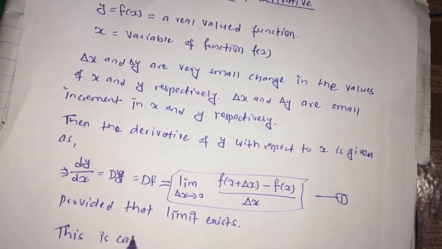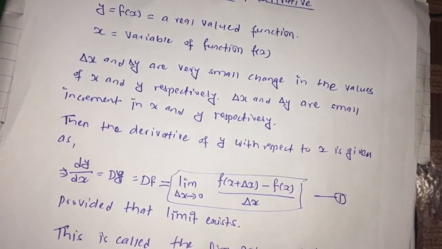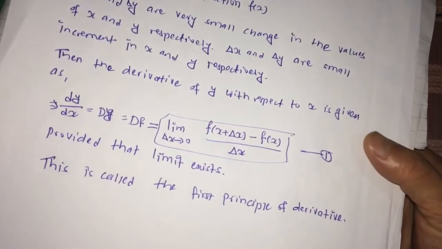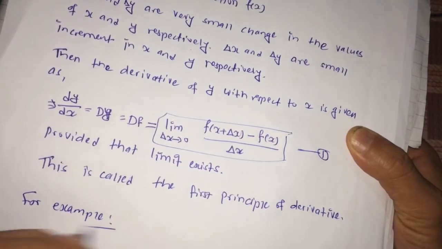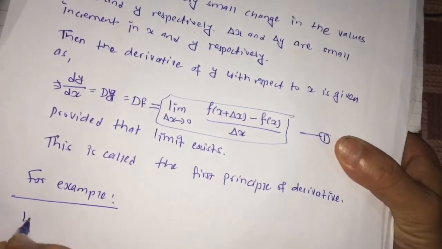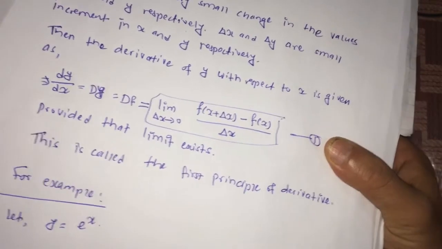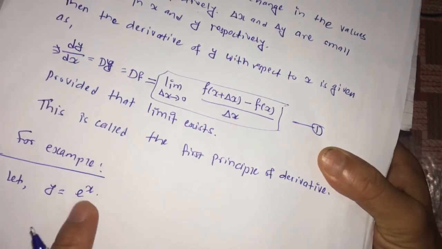This is called the first principle of derivative. For example, let me show you how we can find the derivative of the function y is equal to exponential x. Let y is equal to exponential x be a function. We have to find the derivative of exponential x.